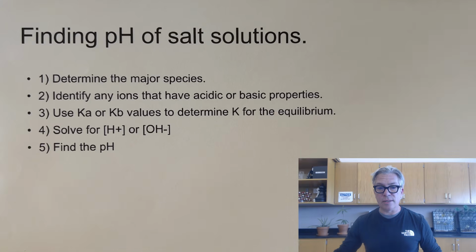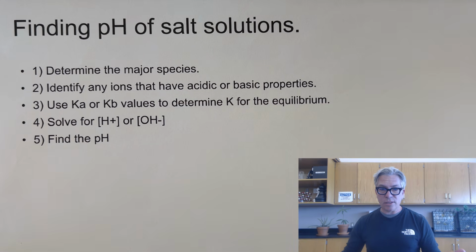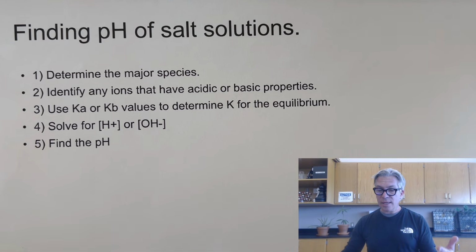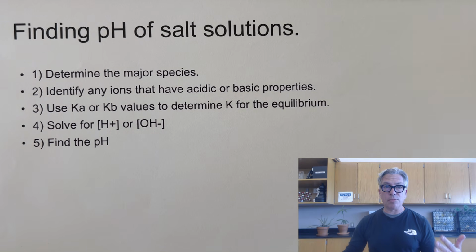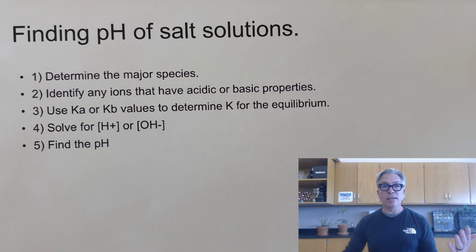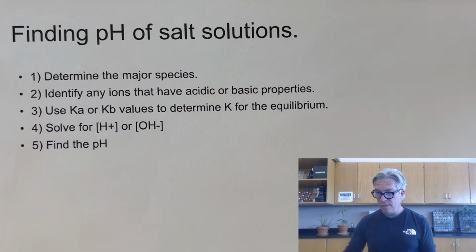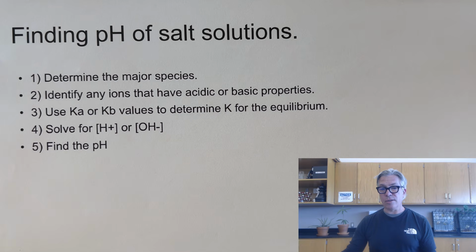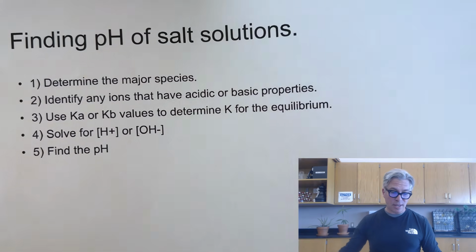Okay, you might be asked to find the pH of a salt solution. And in order to do that, you need to determine what salt you have. And using the chart I just showed you, identify which ions have acidic or basic properties. You'll want to write the equilibrium equation for that. Then use Ka or Kb values to determine K for the equilibrium. You're going to solve for either the OH or the H and find the pH from that. A lot of steps, I know. It gets kind of complicated and crazy.